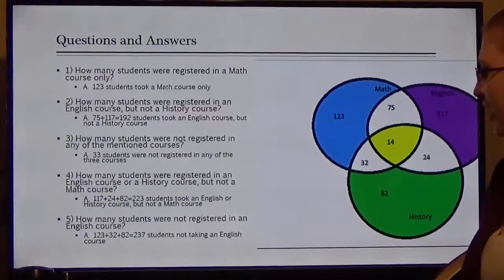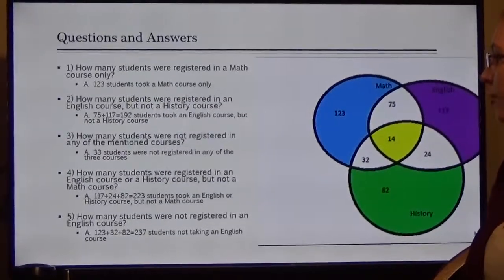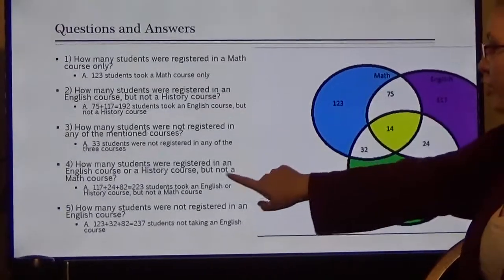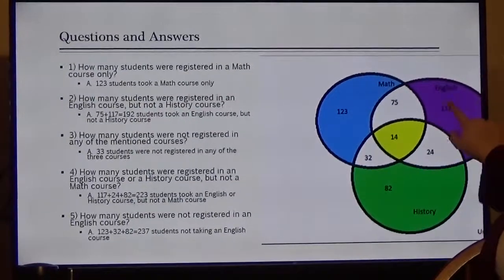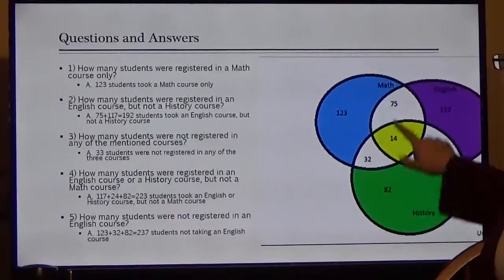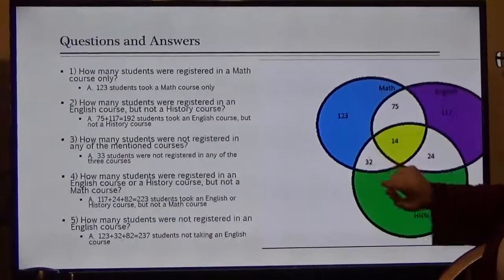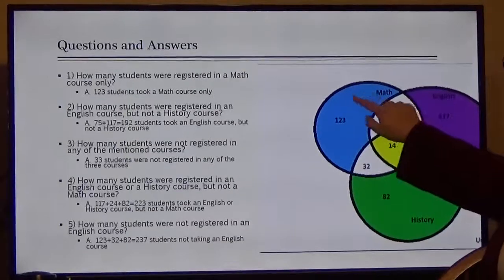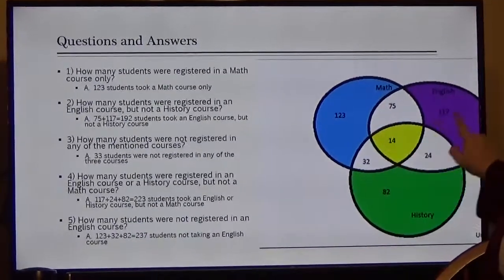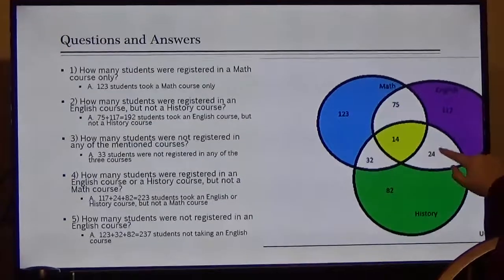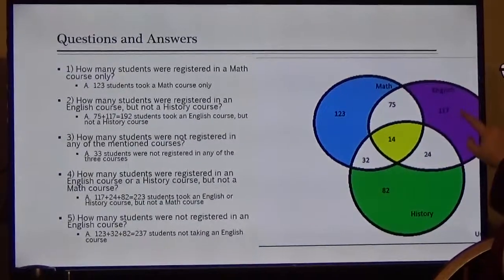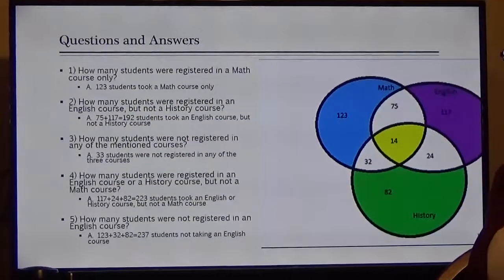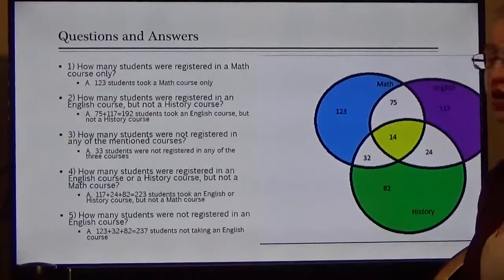How many students were registered in an English course or a history course, but not a math course? So once again, it comes back to similar to problem 2. You want a class that took English or history, but no math. So that takes out the 123, the 32, the 14, and the 75, because this is the math circle. So you want to include the English, history, and that overlaps with this number. So you take the 117, the 24, and the 82, which gives you a total of 223 students who took an English or a history class.